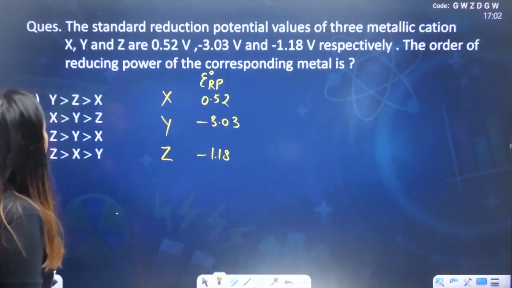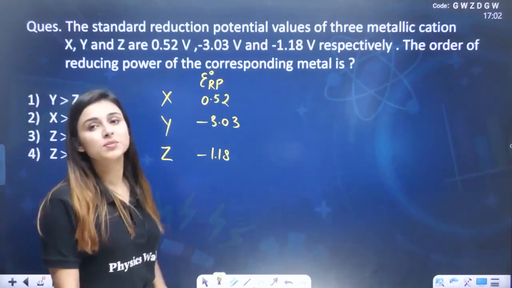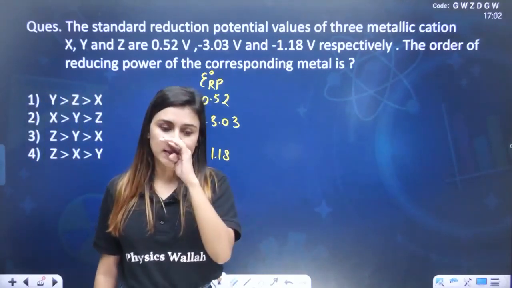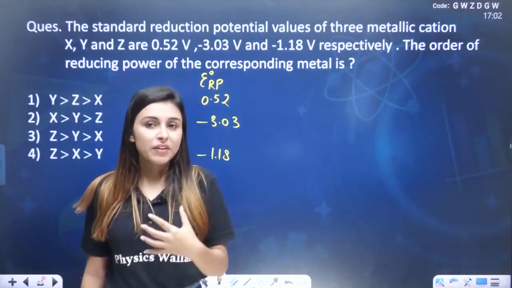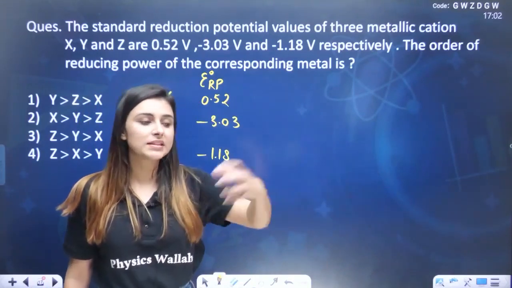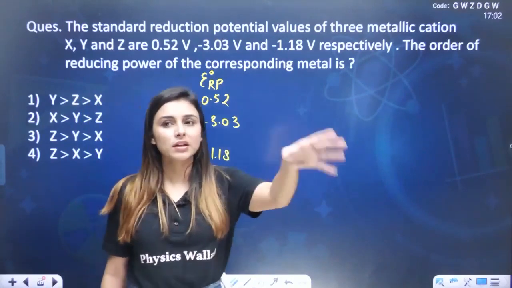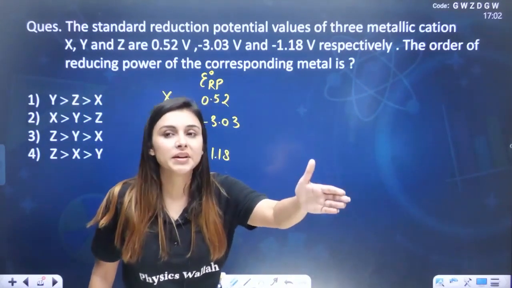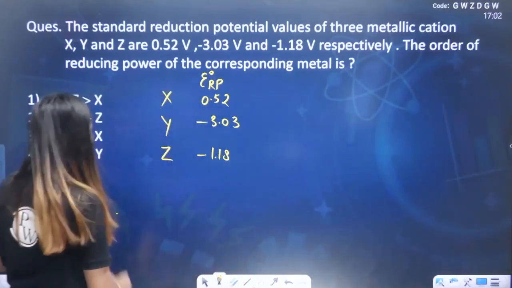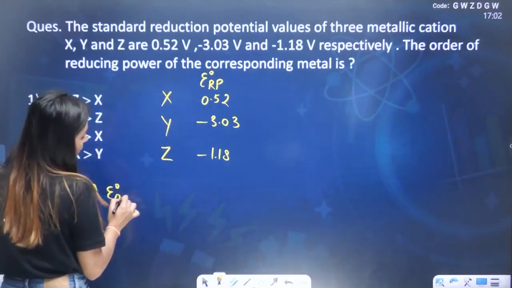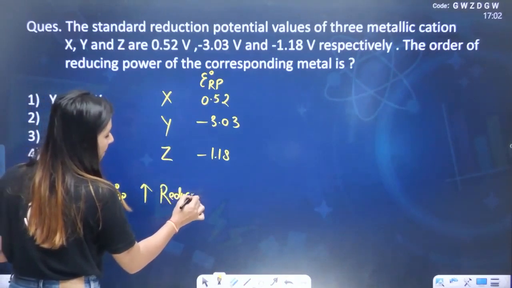Okay, yes, are these values? The order of reducing power of the corresponding metal is... So now understand this. I know reduction potentials and I want reducing power. If I talk about the reducing power, this means that the other element will get reduced. The more the reducing power, the other element will get reduced. If the other element is getting reduced, I myself am getting oxidized. So can I say that the more the oxidation potential, the better will be the reducing power?